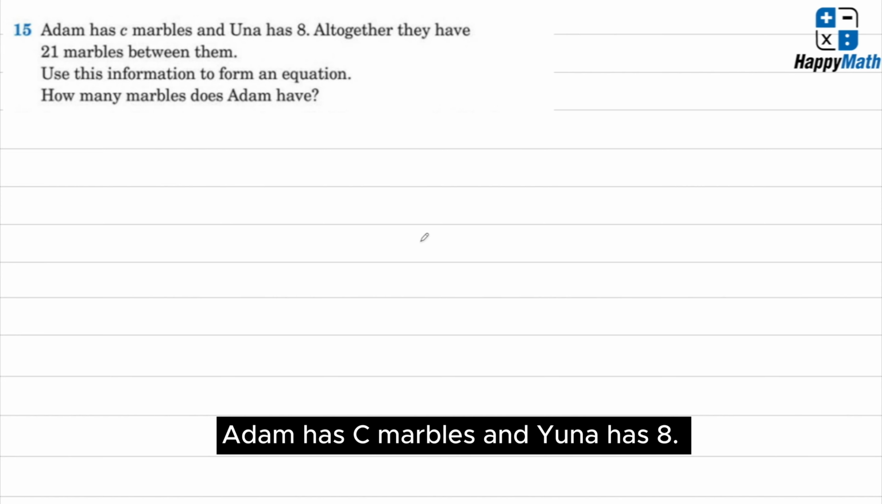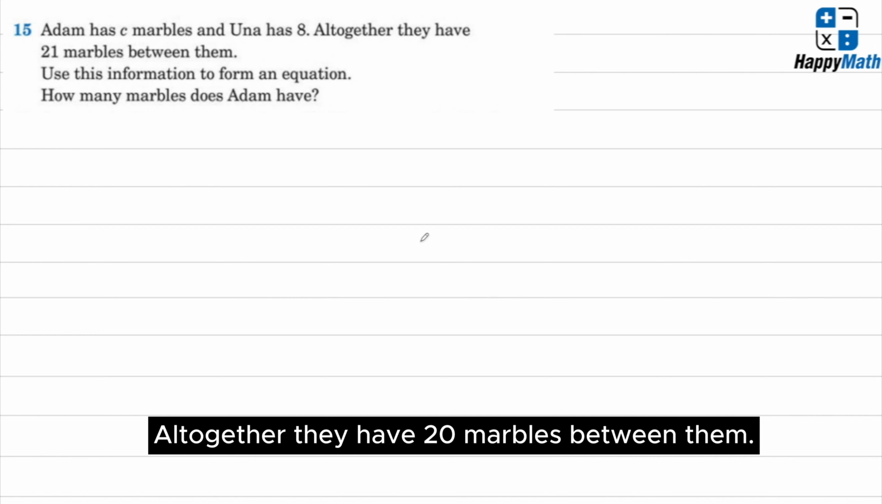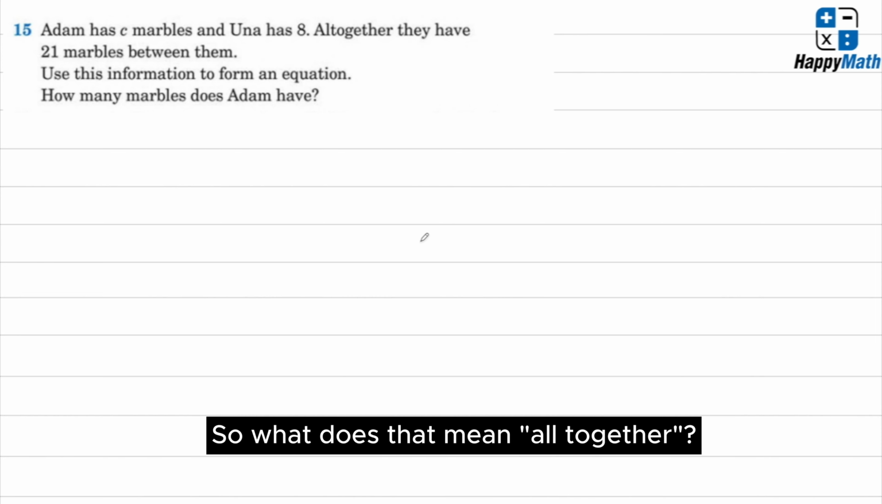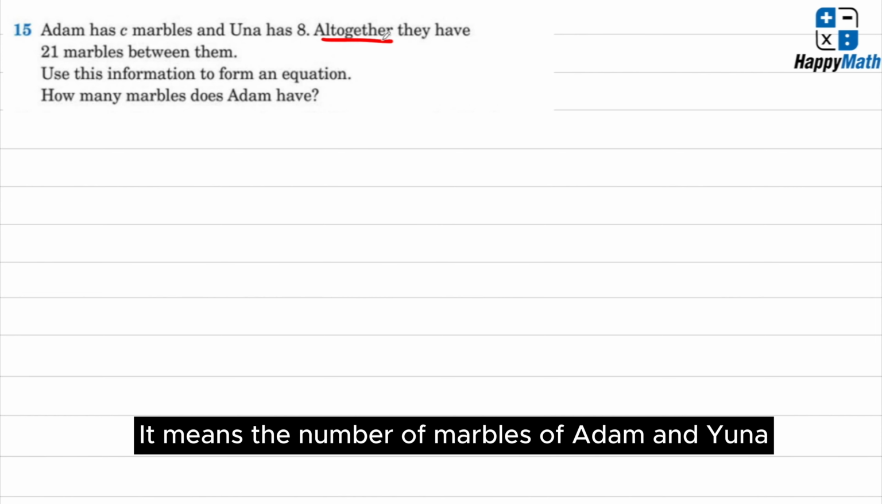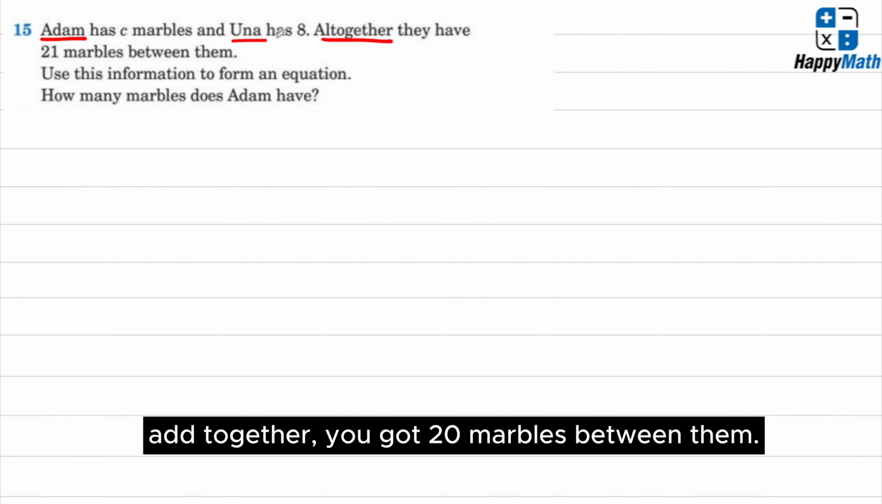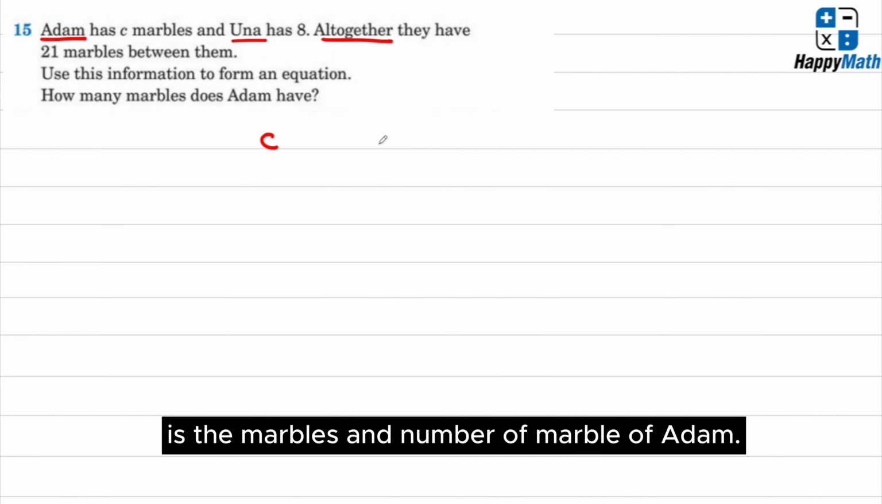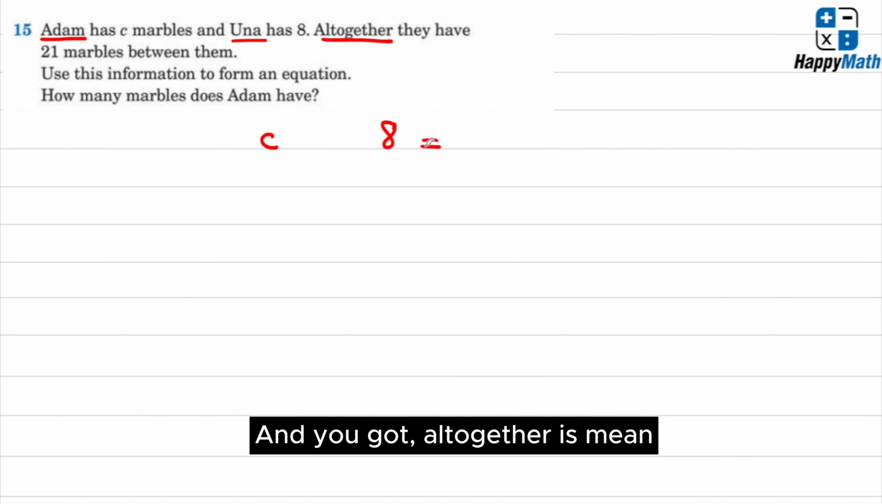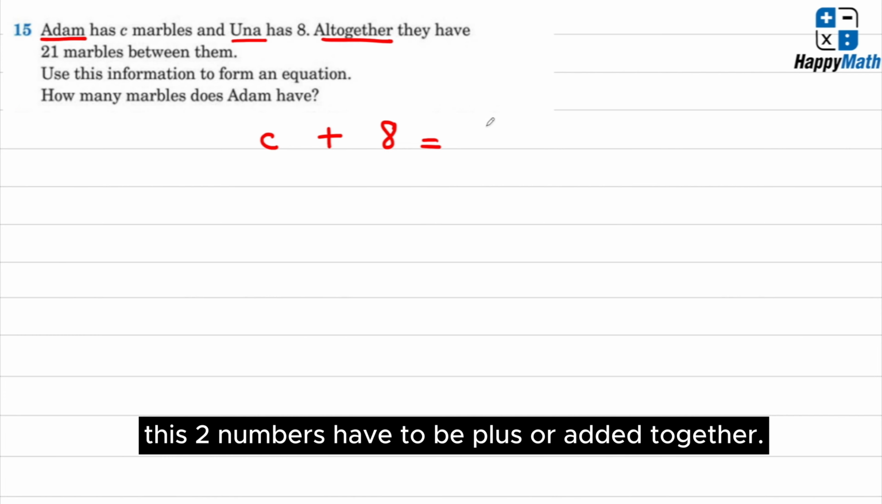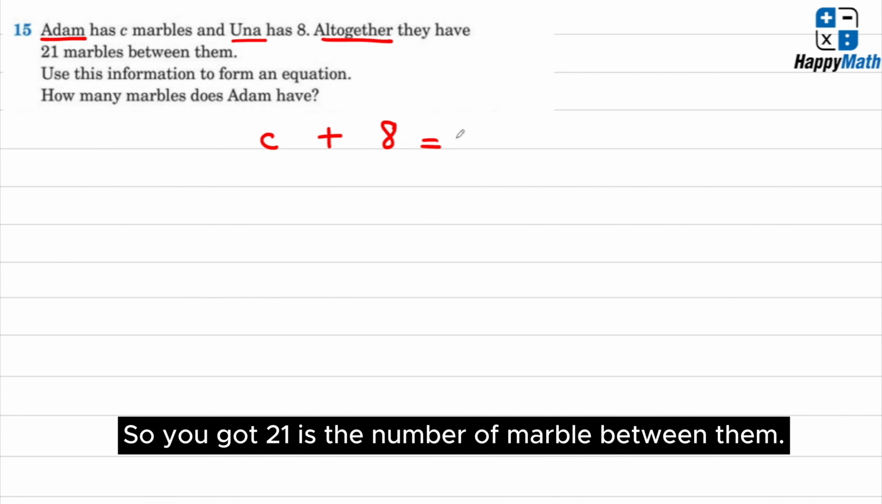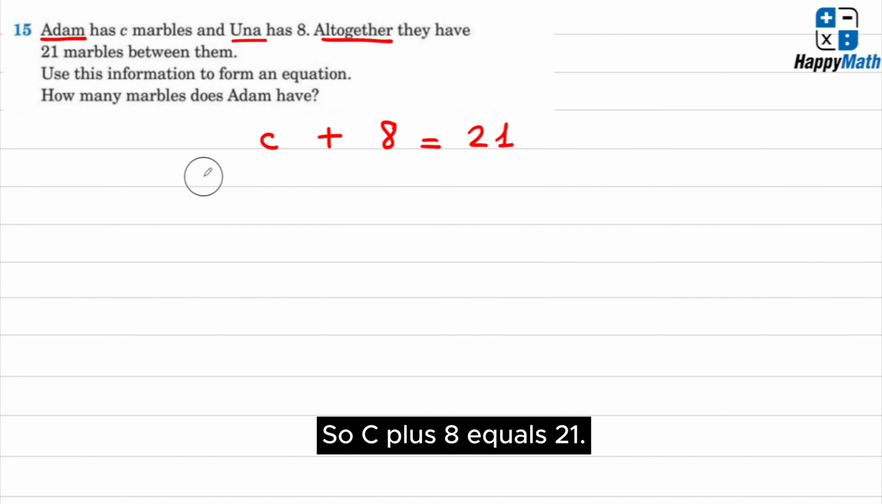Question 14, and for this question, now you have to work by yourself. Adam has some marbles and Yuna has 8. All together, they have 21 marbles between them. So what does that mean, all together? It means the number of marbles of Adam and Yuna added together gives 21 marbles between them. So what equation can you form? Here is the number of marbles of Adam, and here is the number of marbles of Yuna. All together means these two numbers have to be added together. So C plus 8 equals 21.